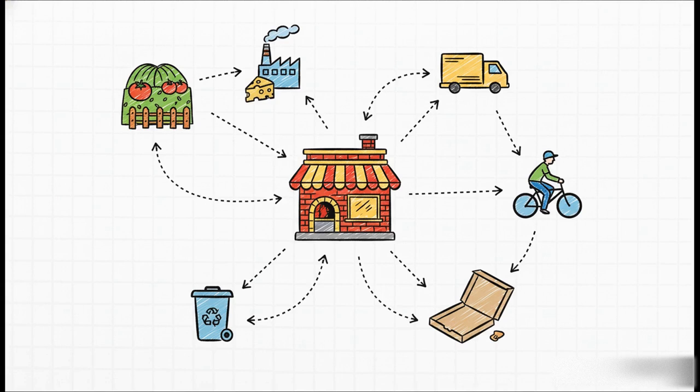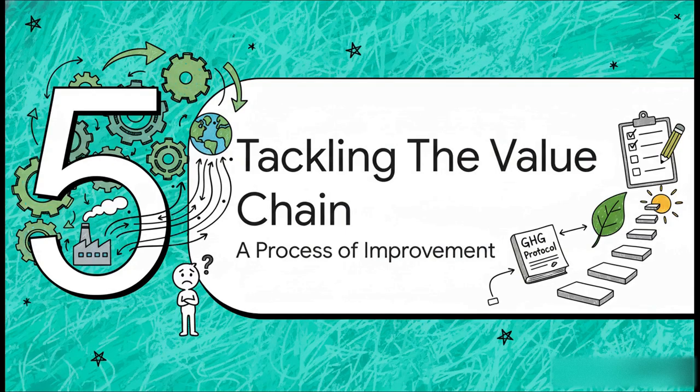So back to our pizza place. Scope 3 is the emissions from the farms growing our tomatoes and the factories making our mozzarella. It's the trucks delivering all those ingredients. It's our employees driving to work. It's even the energy a customer uses to reheat a slice of pizza at home. And what happens to the pizza box when it's thrown away? It's the whole shebang.